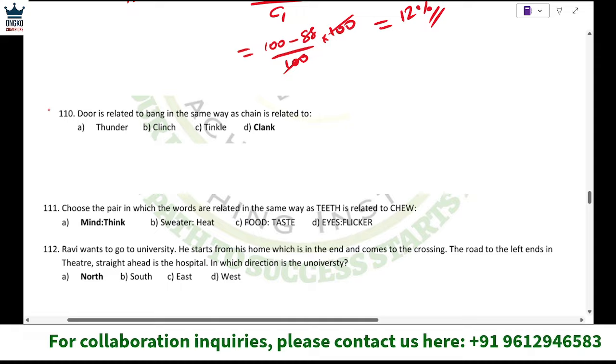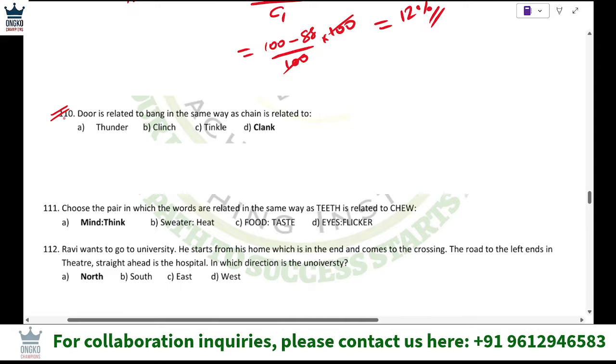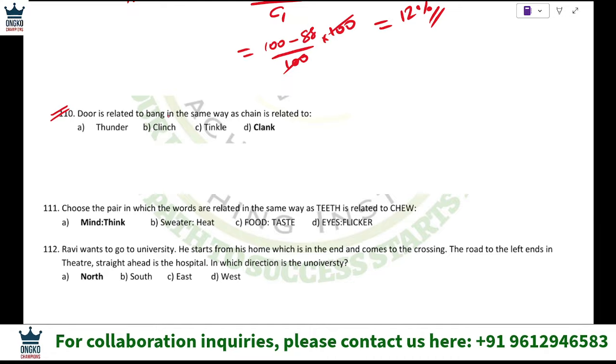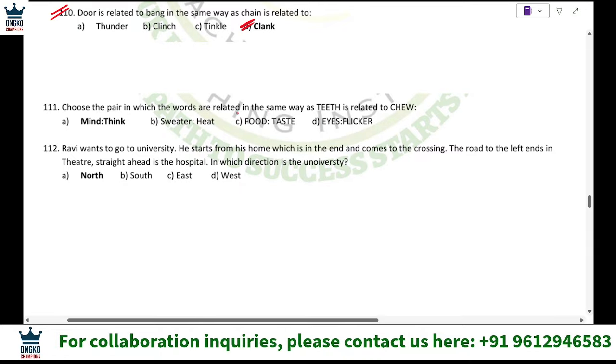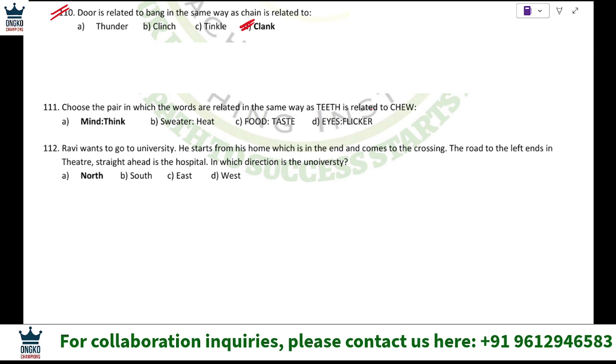Right, so this is classification. In the same way as Jane is related to Clang, we know this one. 111 also, same thing: choose the pair in which the words are related in the same way as did is related to Jew, that means mine is to think.